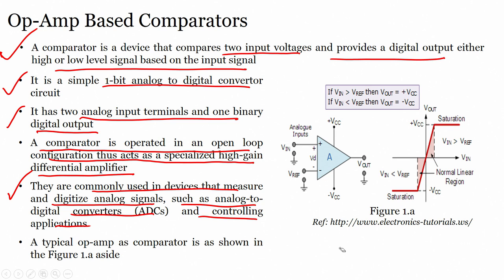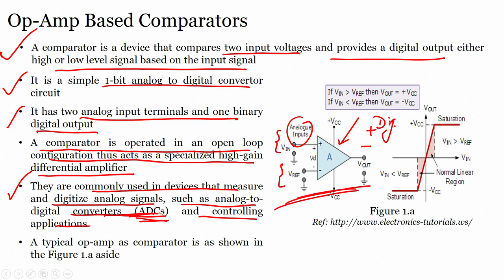Once we understood that this is an open loop high gain, then whatever the difference, our output will be either plus or minus, a digital 1 or 0, similar kind of things. That means it is trying to convert the analog input into a digital output, so it can be used in A to D converters. Finally, a typical op amp as comparator is shown in figure 1.